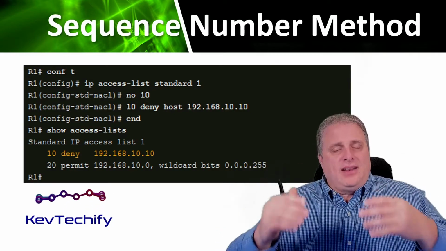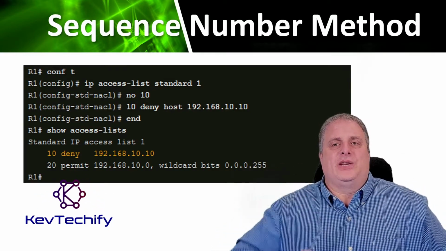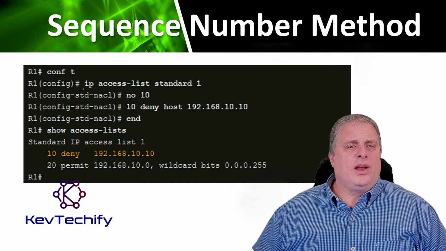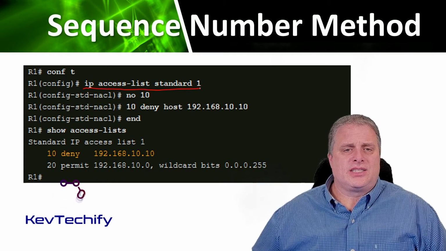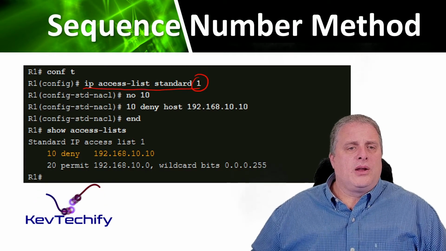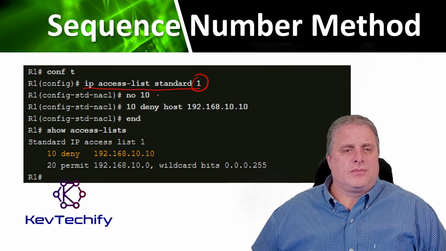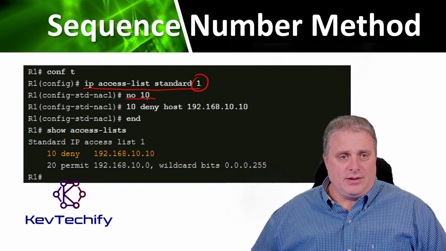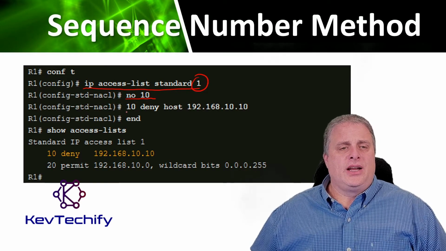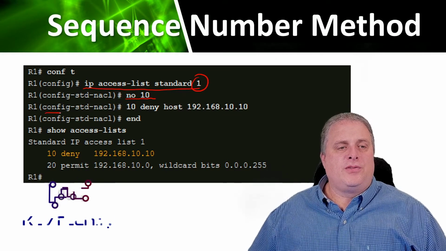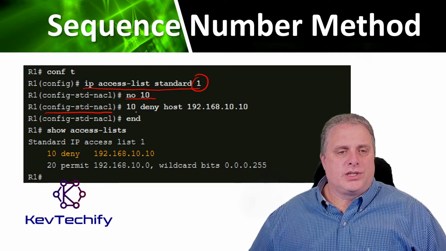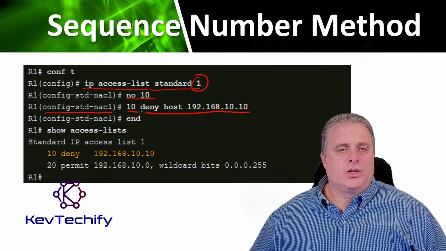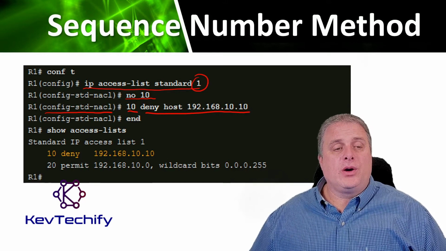You can add access control entries here by using sequence numbers. And then once you're done, you verify the changes. In this example, we have an IP access list, a standard one, numbered 1. Currently there's a sequence number 10 in there, and what we're going to do is delete it. So we say no and then 10. We want to replace it. Once again, we're configuring a standard ACL, so we start off with the sequence number, and then we put what our ACE entry should be. Once we put that back in here, we can go ahead and type end.